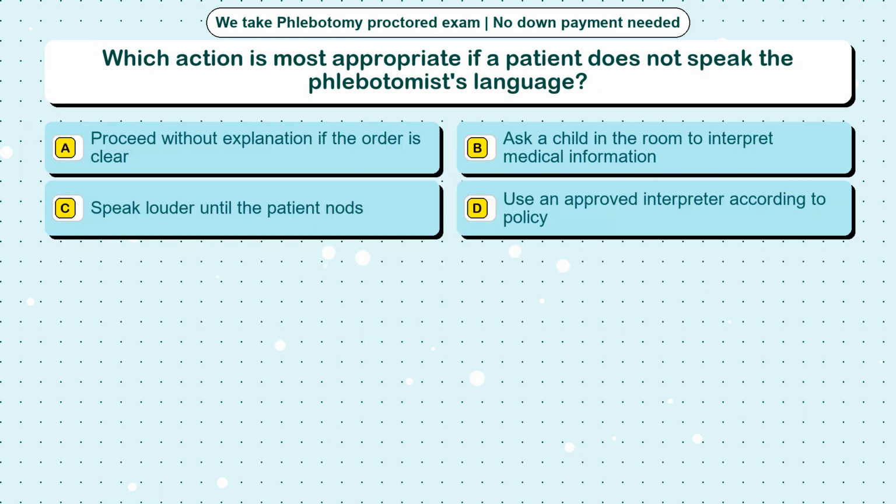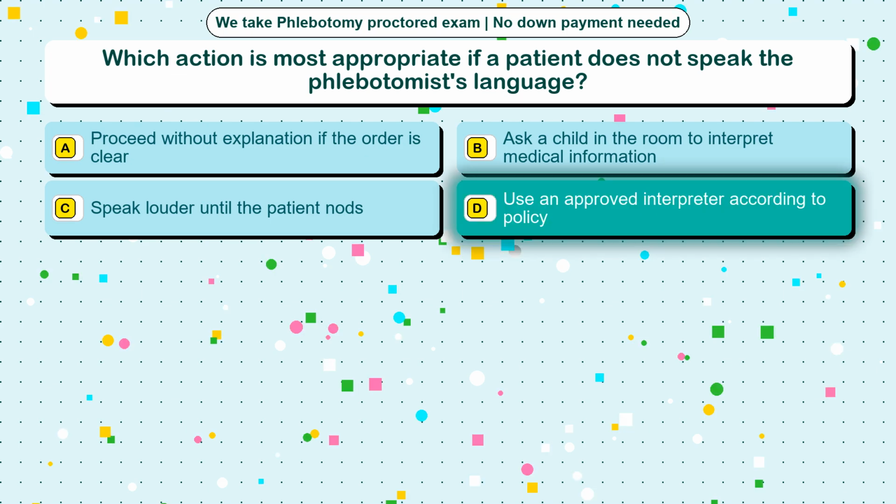Question 38. Which action is most appropriate if a patient does not speak the phlebotomist's language? Option A, proceed without explanation if the order is clear. Option B, ask a child in the room to interpret medical information. Option C, speak louder until the patient nods. Option D, use an approved interpreter according to policy. The correct answer is option D, use an approved interpreter according to policy.